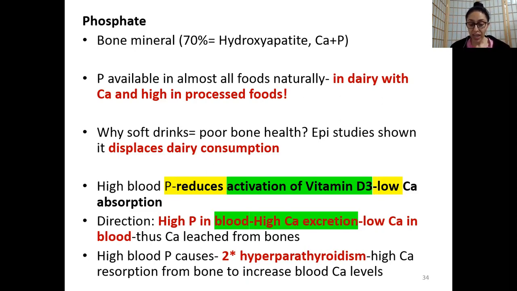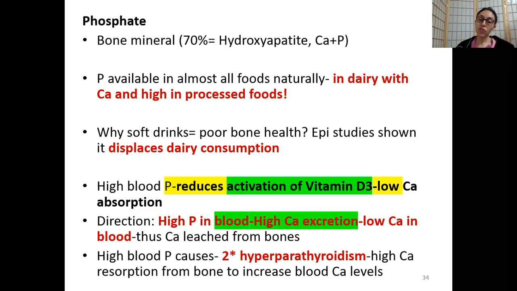Now when you have a low blood calcium level, your parathyroid hormone will be activated. You will have a release of your parathyroid hormone. So basically, high phosphorus is causing secondary hyperparathyroidism, meaning activation of your parathyroid gland and parathyroid hormone because of the high phosphorus level. This is called secondary hyperparathyroidism.